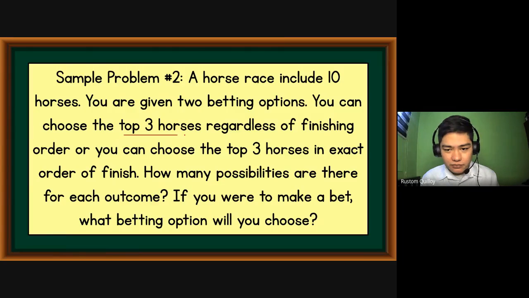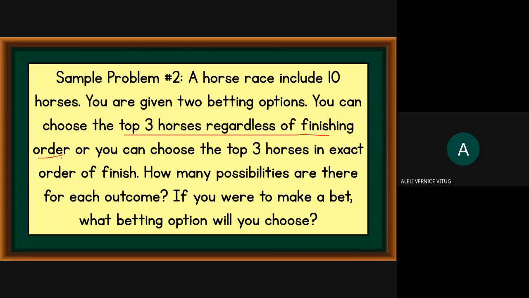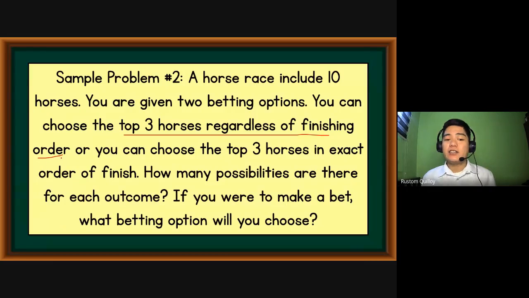Ano siya? Permutation or combination? Anong gagamitin mong formula dyan sa top 3 horses regardless of finishing order? Aleli? Combination. Yes, ayan po ay combination kasi sa unang betting option kailangan mo lang makahula kung ano-ano yung tatlong kabayo na mangunguna dun sa race kahit hindi sila magkakasunod ang hula mo.